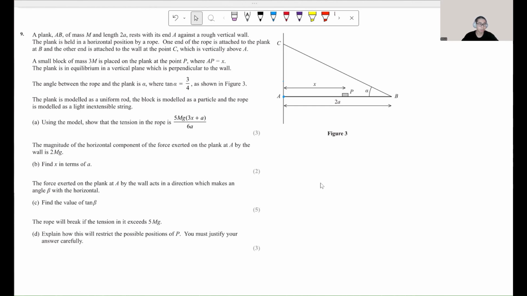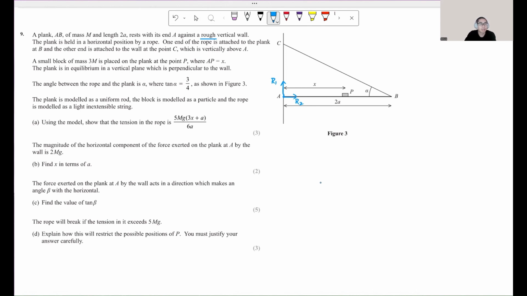Let's have a look at question 9. This is a moments question. Let's get started. So a plank AB of mass M and length 2a rests with its end A against a rough vertical wall. Because it's a rough vertical wall, there would be two forces here. Let's call the vertical one R1 and the horizontal one R2.